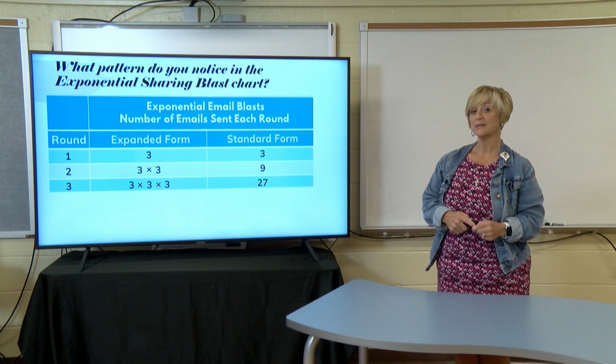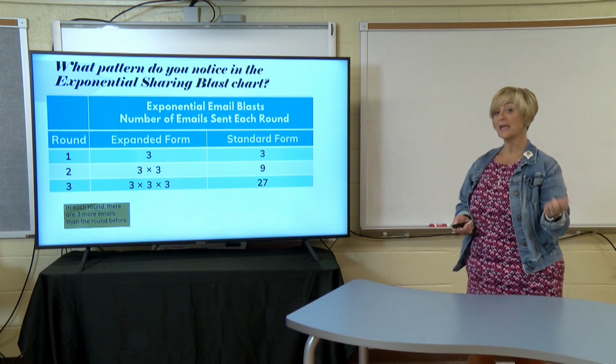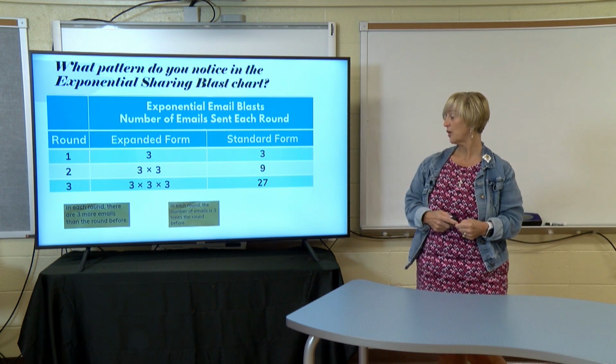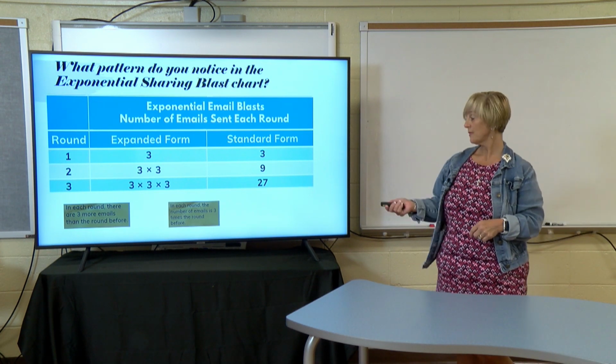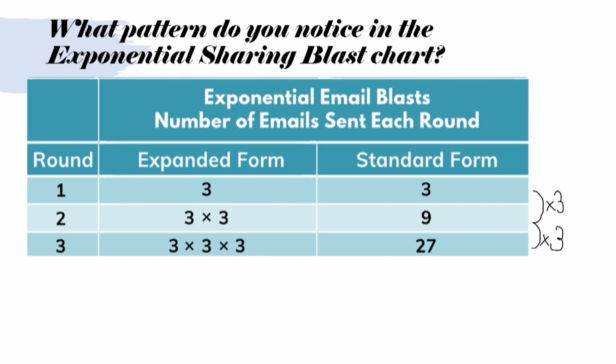We are doing what? Increasing. In each round, there are 3 more emails than the round before? Or in each round, the number of emails is 3 times the round before? Or you don't see a pattern at all? What do you see here? We're multiplying by 3 every time. So in each round, the number of emails is 3 times the round before.